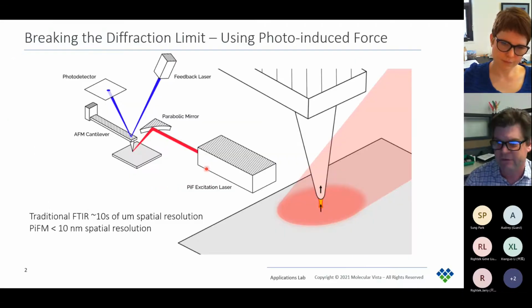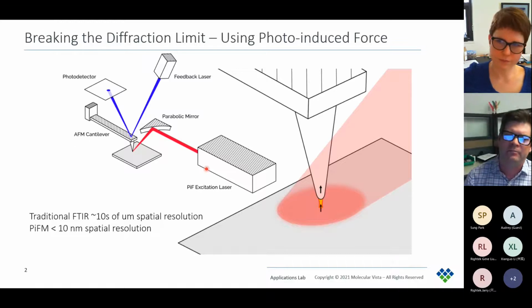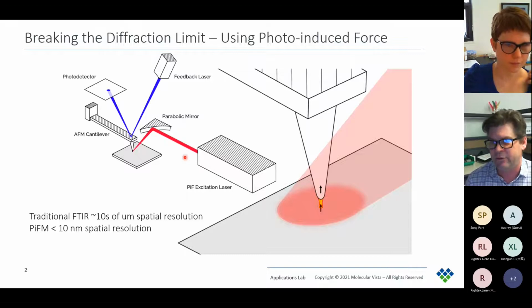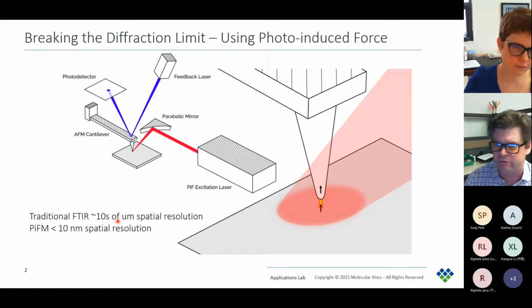So effectively, what we're trying to do with photo-induced force is be able to measure chemical information down at the nanometer scale. So we want to be able to take a sample and deconstruct it down at the tens of nanometer style resolution. So we want to circumvent where traditional FTIR gets stuck, where we can only really come down into tens of microns in terms of resolution. We want to go 1,000-fold lower than that and get into the tens of nanometers resolution.